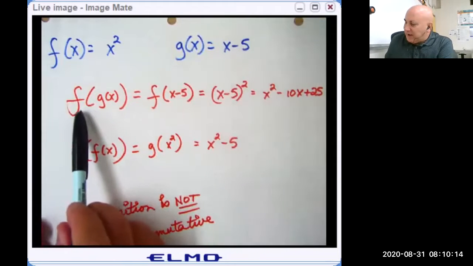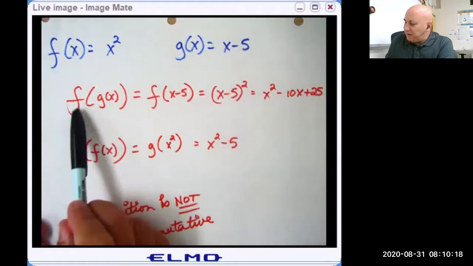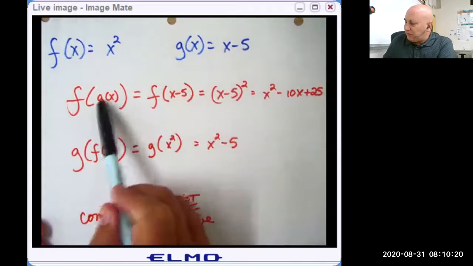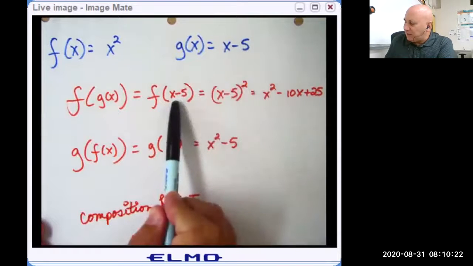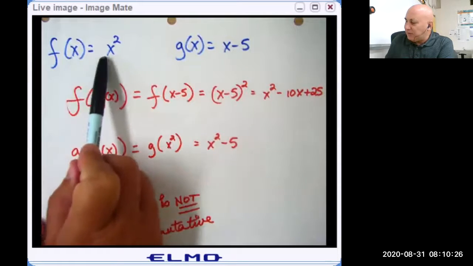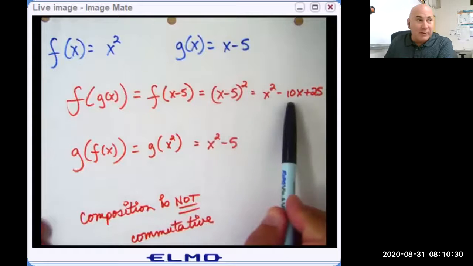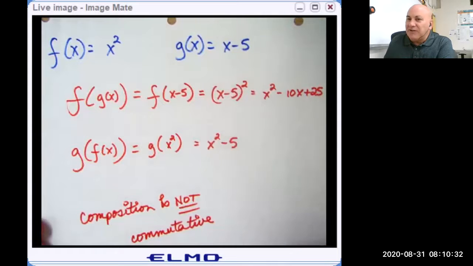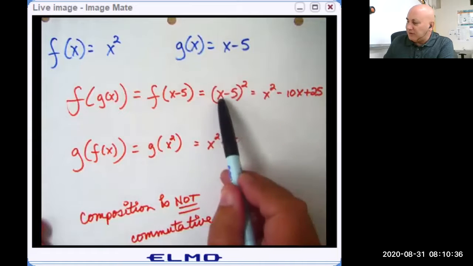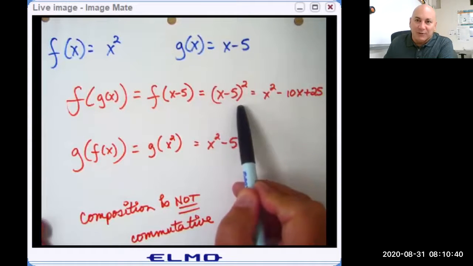So if we have f of g of x, well, what is the input of f? It's g of x, which is x minus 5. Now function f says take whatever's inside the parentheses and square it. So we're going to take x minus 5 and square it. By this stage in your math education, you know better than to say that this is x squared minus 25 or x squared plus 25.